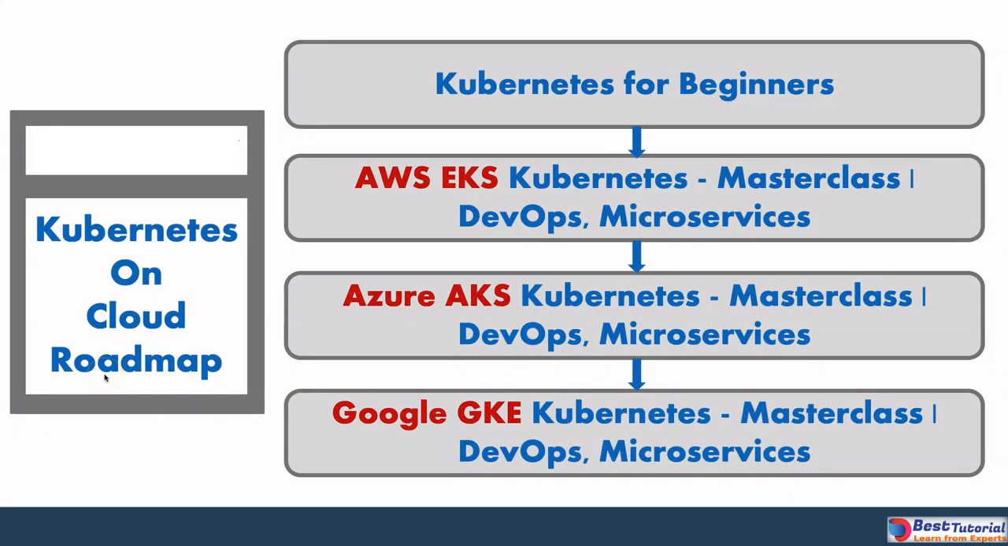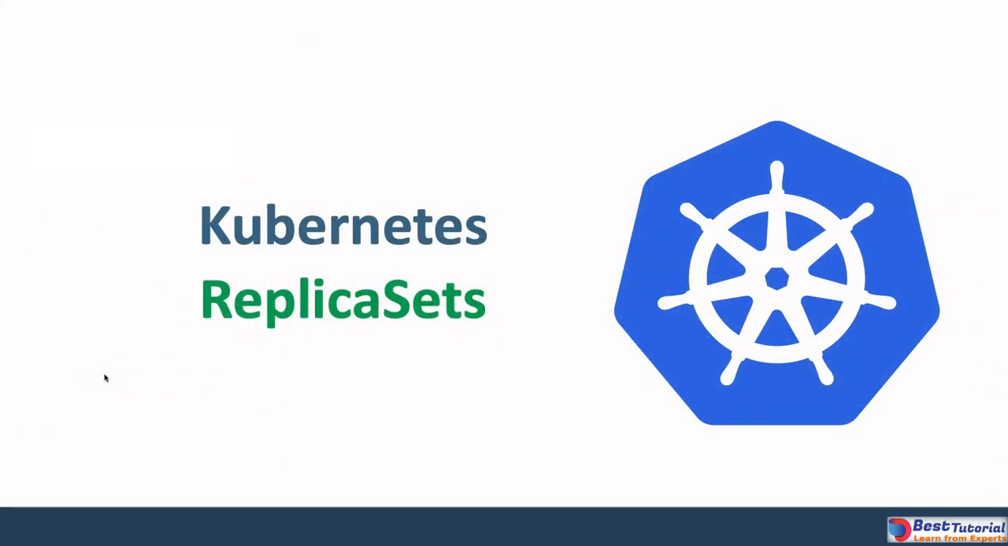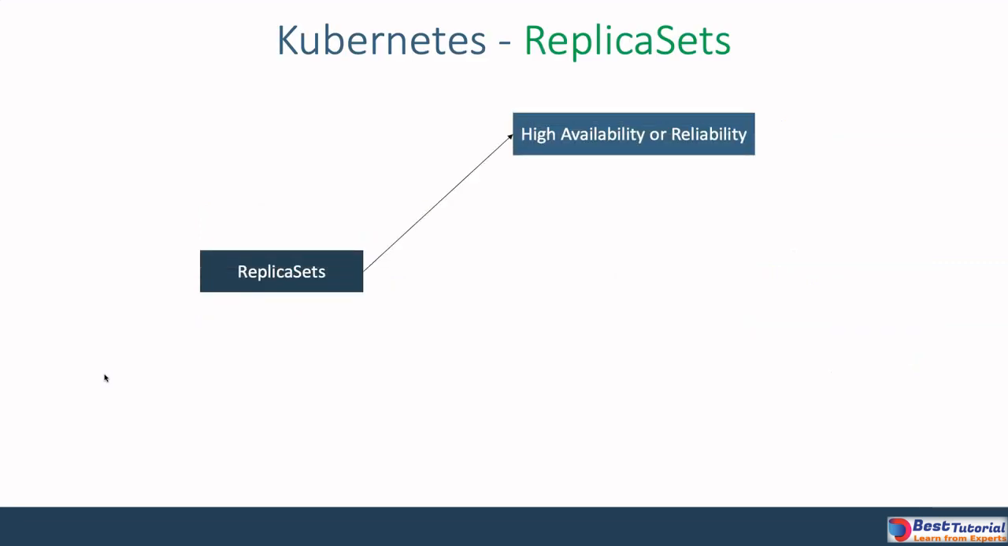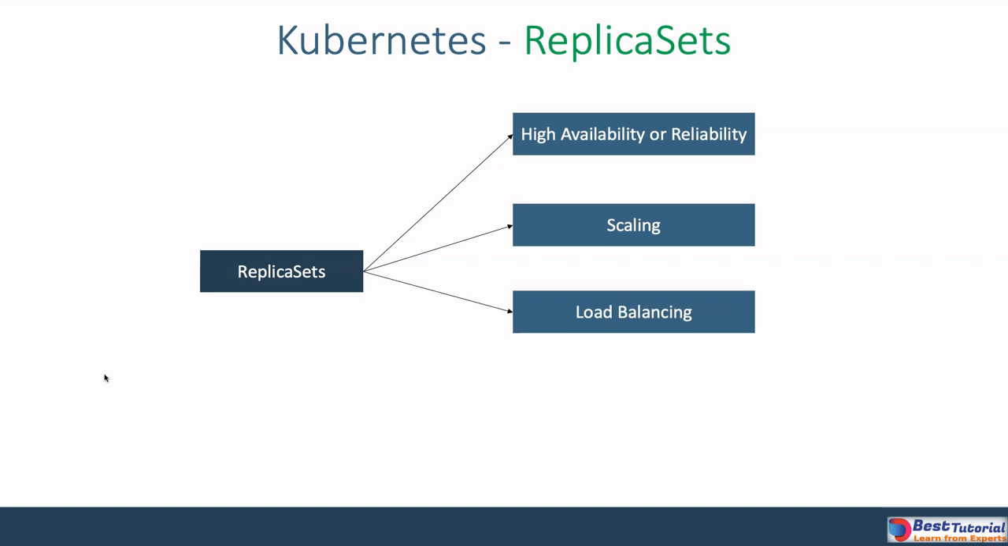Welcome back. In this lecture, we are going to understand one more Kubernetes concept, replica sets. Replica sets help us in achieving high availability and reliability for our applications hosted on Kubernetes. In addition to that, it helps us to seamlessly scale our applications, and in combination with services and replica sets, we will also be able to achieve effective load balancing in Kubernetes. Finally, labels and selectors.